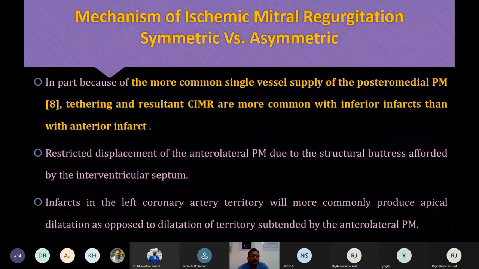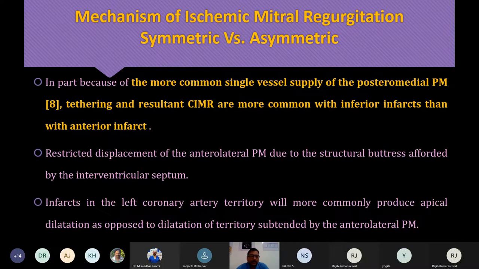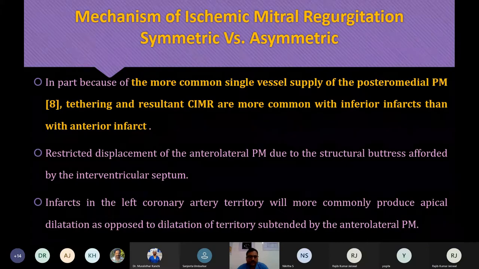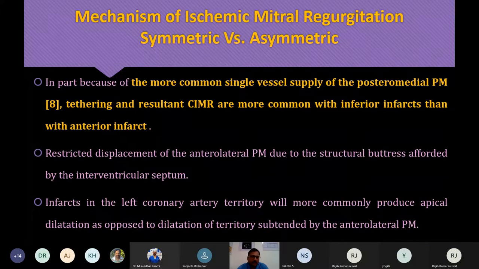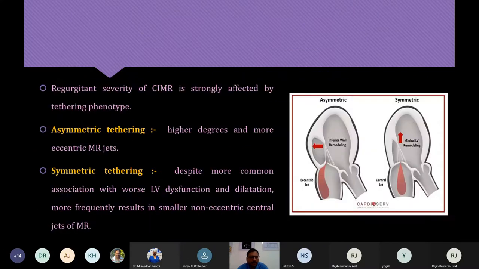The more common single blood vessel supply of the posteromedial papillary muscle is probably the important reason behind that eccentricity of the jet and the regional LV remodeling, tethering and resultant ischemic MR. Restricted displacement of the anterolateral papillary muscle due to structural buttresses offered by the interventricular septum can also be one of the causes.